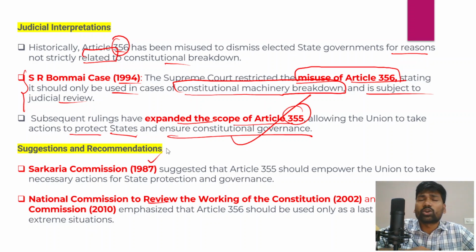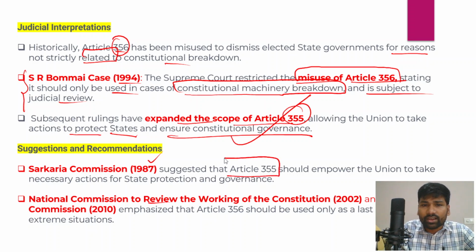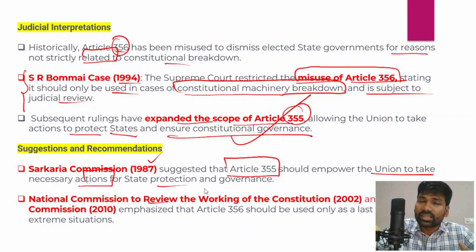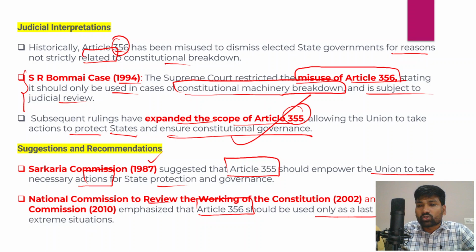The Sarkaria Commission on Center-State Relations has recommended that Article 355 of the Indian Constitution should empower the Union to take necessary actions for state protection and governance, or protection of administrative machinery, or protection of the law and order situation in the state. That is the recommendation of the Sarkaria Commission. However, the National Commission to review the working of the Constitution and the Punchhi Commission have emphasized that Article 356 should be used only as the last resort in extreme situations, right?